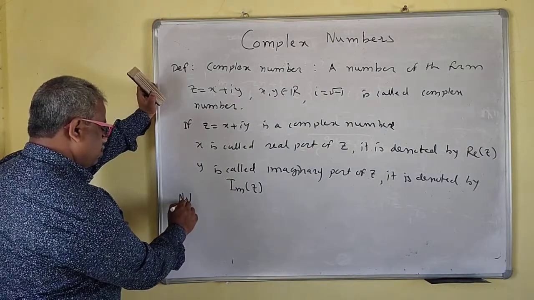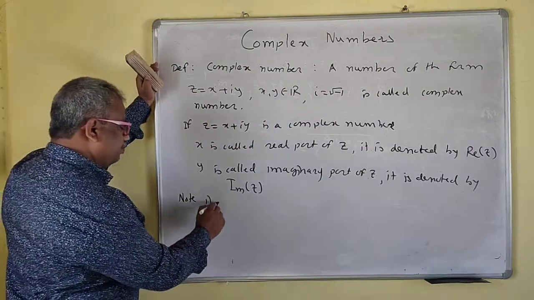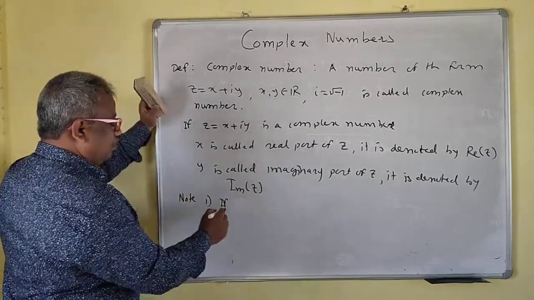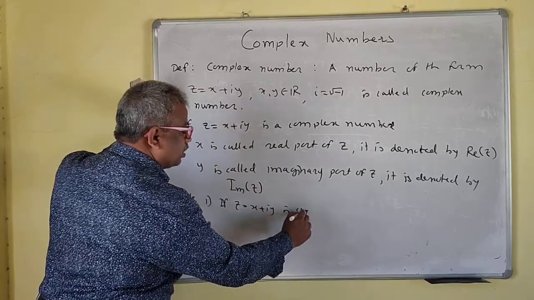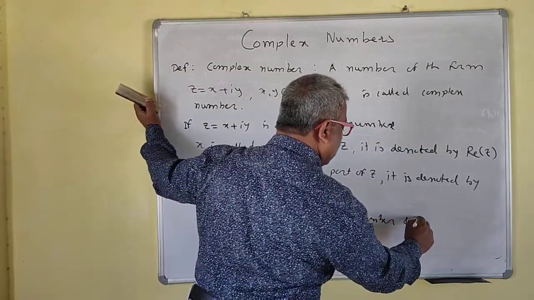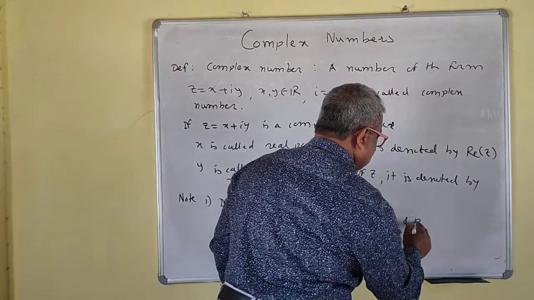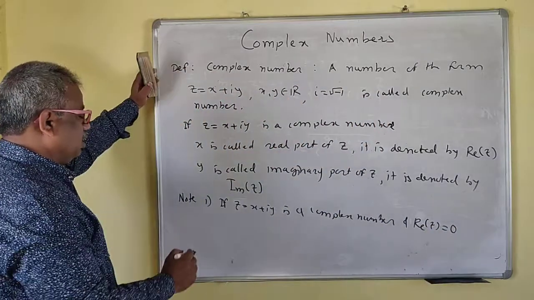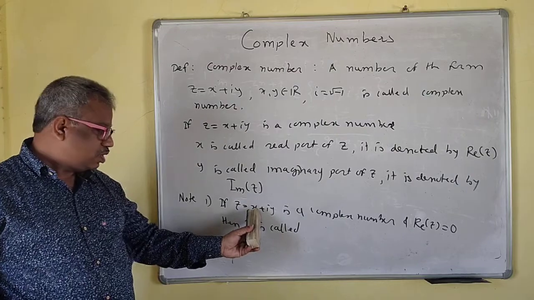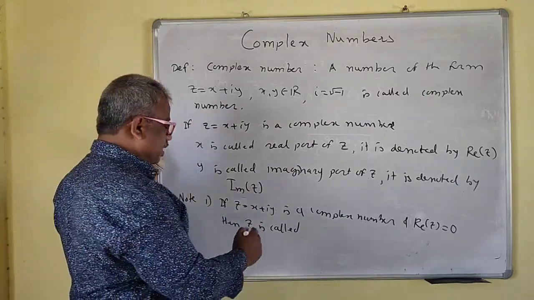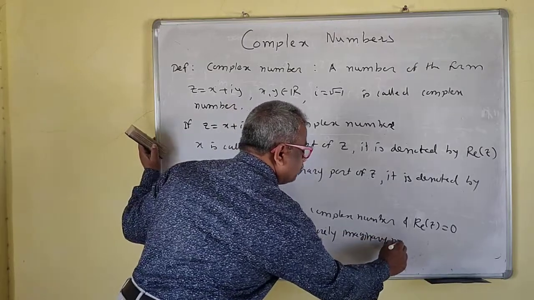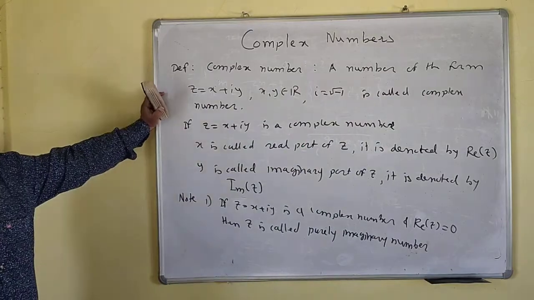Note 1. If z is equal to x plus iy is a complex number, and the real part of z is equal to 0, that means x is 0, then z is equal to iy. Z is called a purely imaginary number. That means if x is 0, then it is a purely imaginary number.